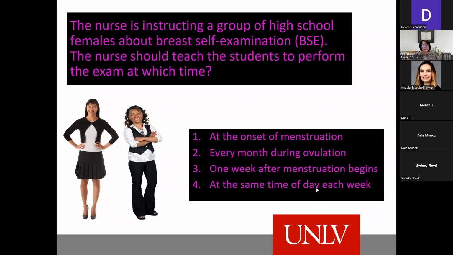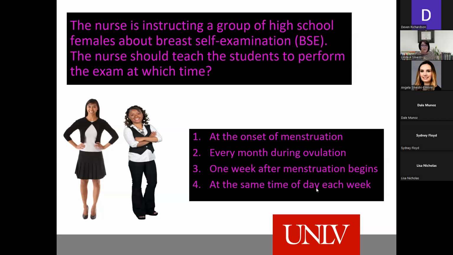Okay, so most of you selected option 3, which is definitely the correct answer. And the reason that that is the correct answer, one week after menstruation begins, is because the hormones are less active at that time. At the beginning of menstruation or even during ovulation, there's a lot of hormone stimulation, and that can cause breasts to swell, and there will be a lot of lumps that might be felt that really aren't truly lumps, and they're more cystic sort of things. So 1 week after menstruation, when hormone stimulation is low, is the best time.